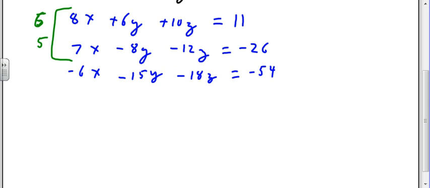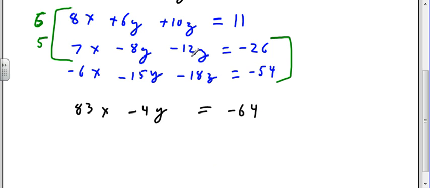Okay, so we're going to have a new equation. 6 times 8 plus 35, so we've got 83x minus 4y is equal to 66 minus 5 times 26 minus 48 minus 64. Okay, and then I'm going to take these. I want to get rid of the z.